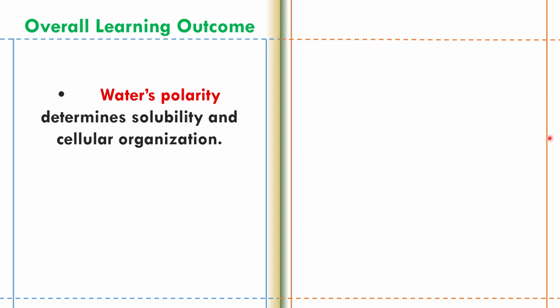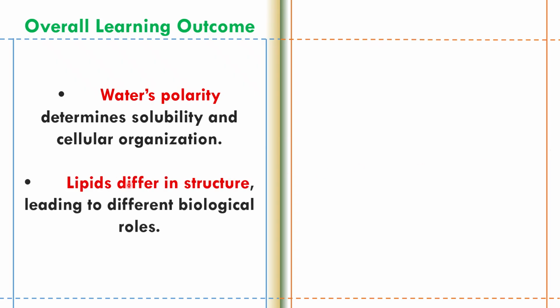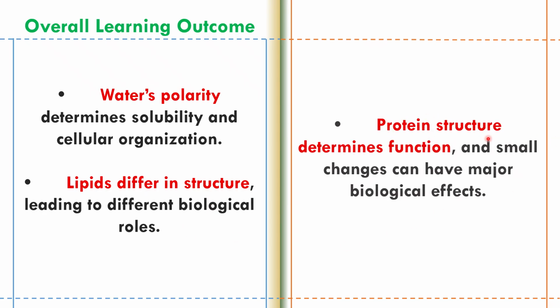Overall learning outcome: water's polarity determines solubility and cellular organization. Lipids differ in structure, leading to different biological roles. Protein structure determines function, and small changes can have major biological effects.